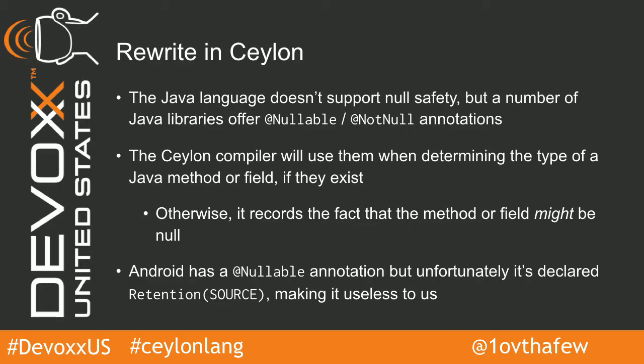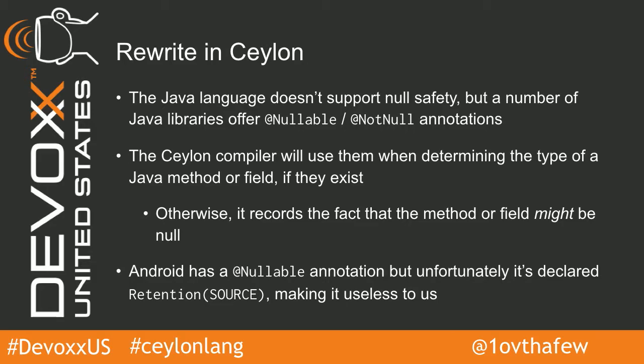If it doesn't have one of these annotations, then the compiler realizes it doesn't know and marks the method or field as, well, this might be null, and I'm going to have to insert some runtime type check. Ceylon makes sure that null doesn't leak out and cause unsoundness in your Ceylon code, but it's not as good as having it be truly type safe at the point of interface between the languages.